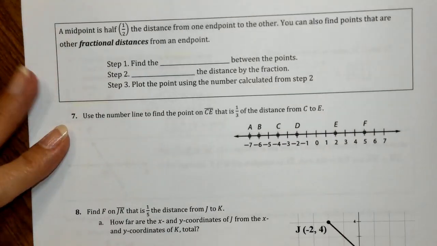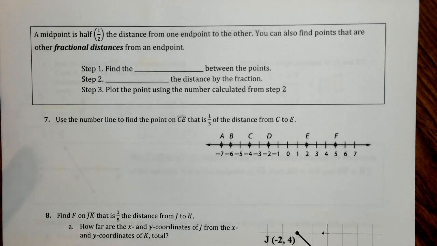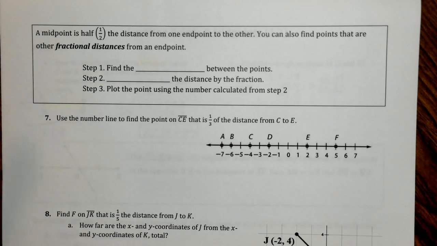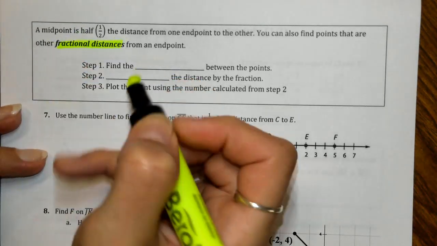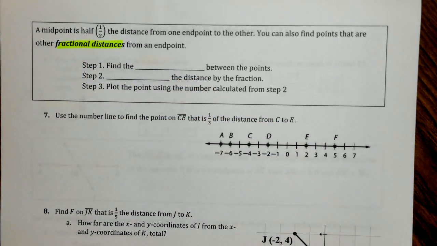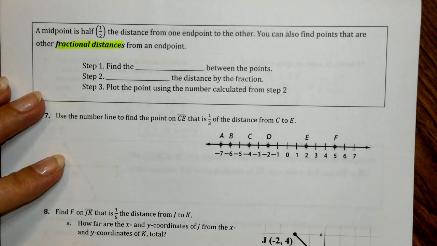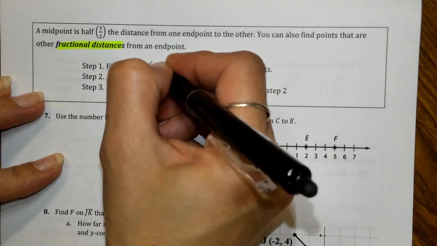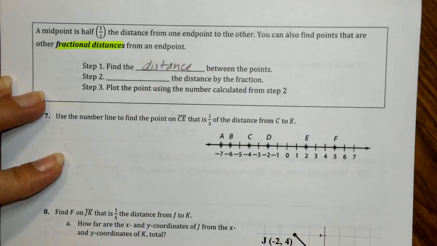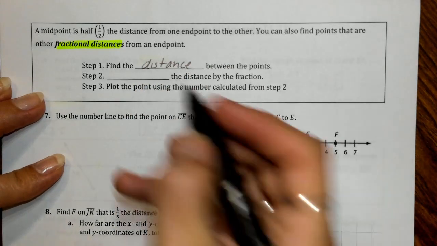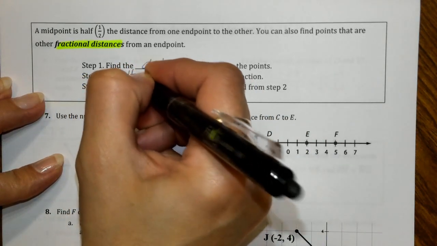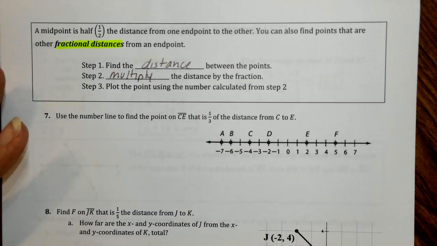Fractional distance. A midpoint is 1/2 the distance from one endpoint to the other. Okay, half, there's that distance. You can also find points that are other fractional distances from the endpoint. Three easy steps. One, find the distance between those two points. Find the whole distance. Then multiply that distance by whatever fraction they're asking you.